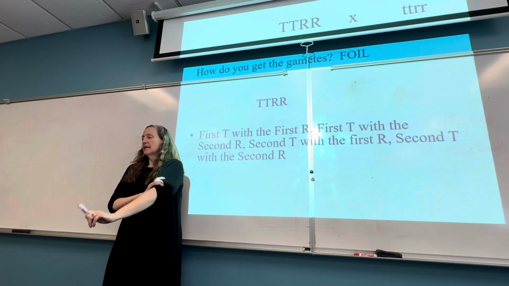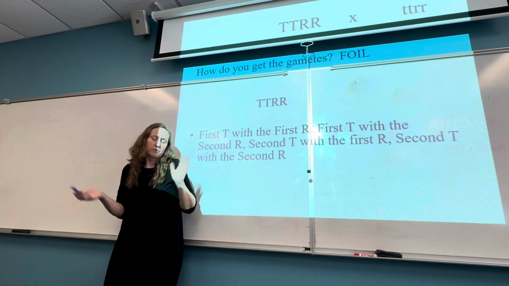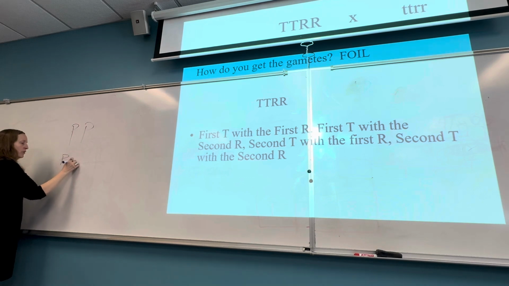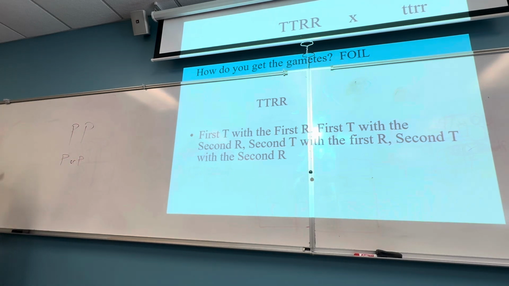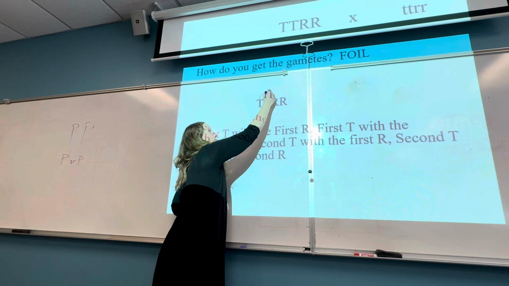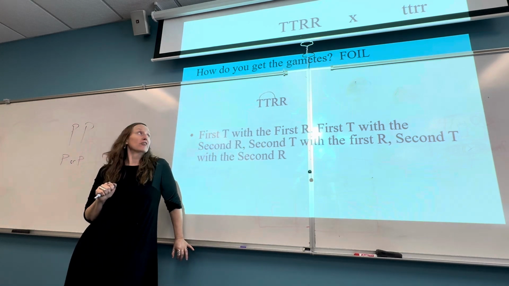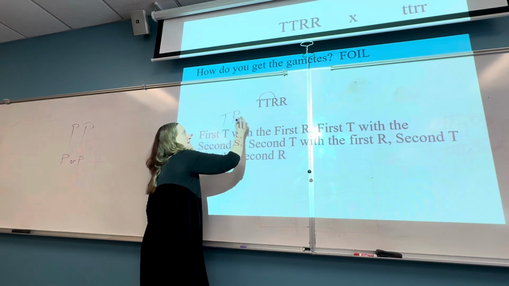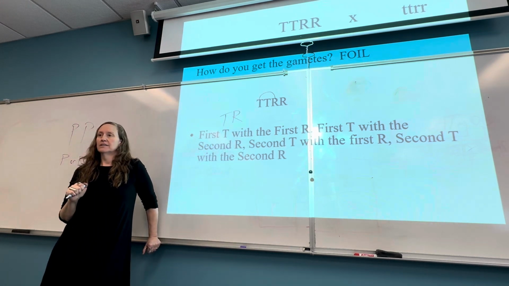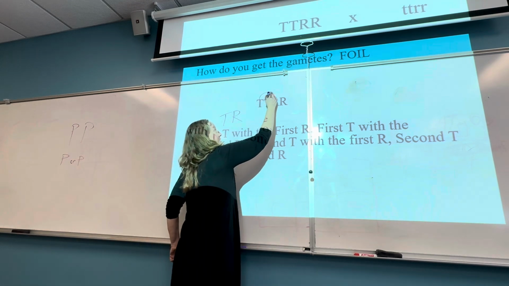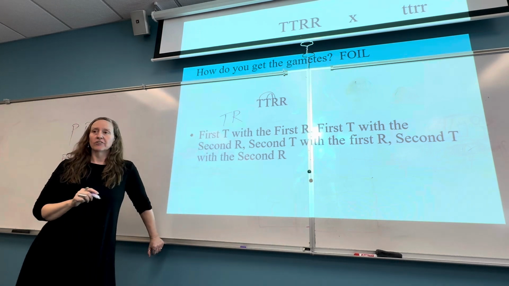So the way we get all of the possible gamete combinations, because before it was just easy, right? If it's this, our gametes are big P or big P. Now, what do we do with that? Okay, so now we're going to use the FOIL method. So we're going to take our first letters. So FOIL, first. Take the first T and the first R. First, inner. The inner T and the inner R.